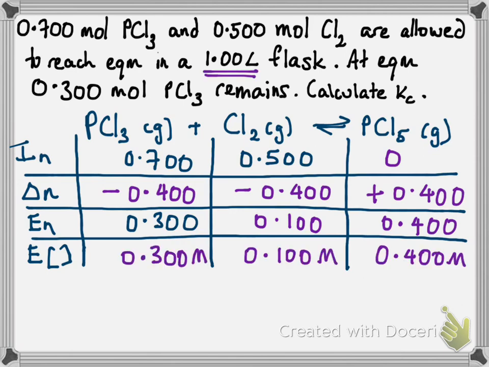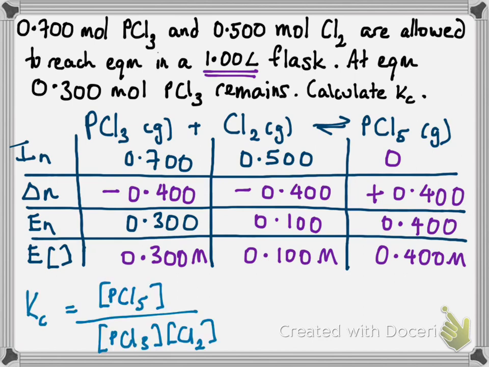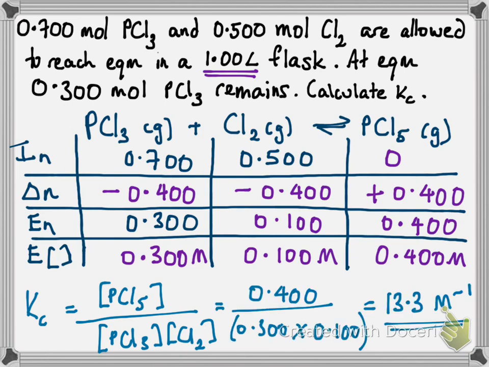Check the volume of the container. Conveniently it's 1 litre, so the concentrations are the same as the number of moles because you're dividing by 1. Those equilibrium concentrations can now go into the expression, so you write out the equilibrium constant expression, put the numbers in and calculate it, and it's 13.3. This time the unit is M to the negative 1, and there are 3 significant figures for all the numbers in the question, so it's 13.3.